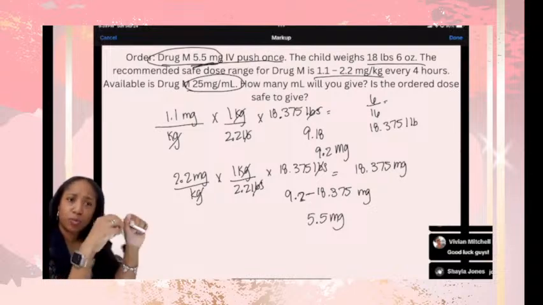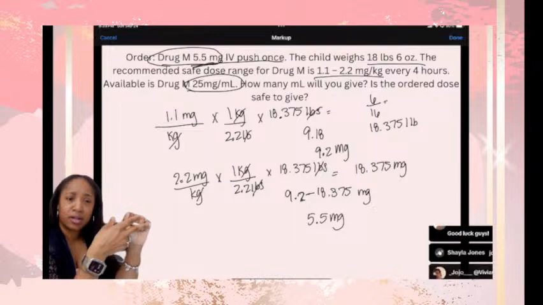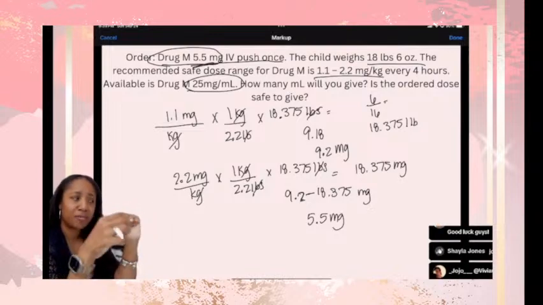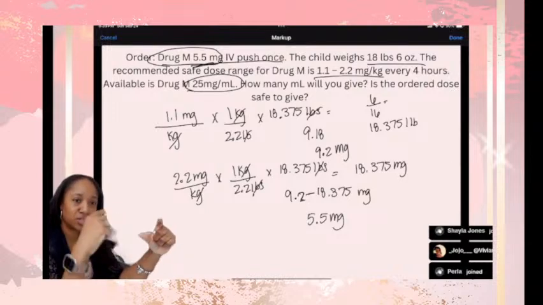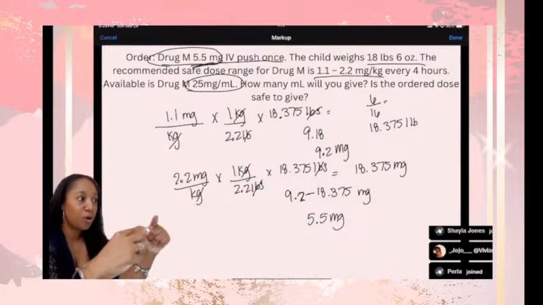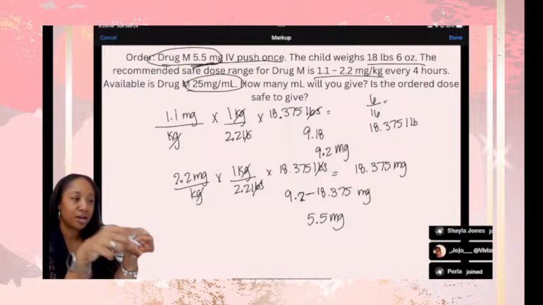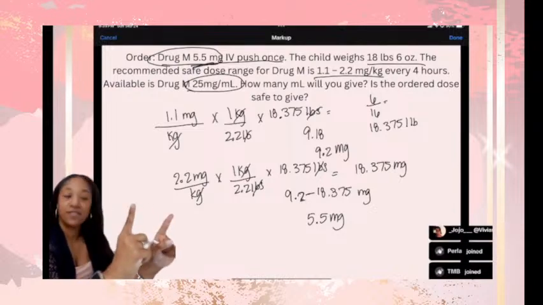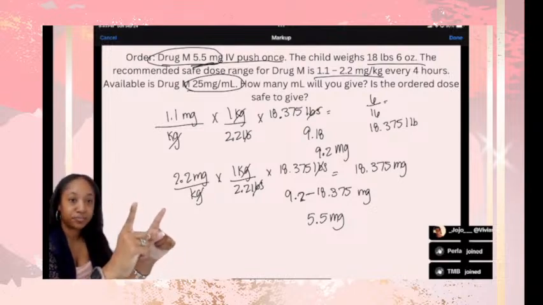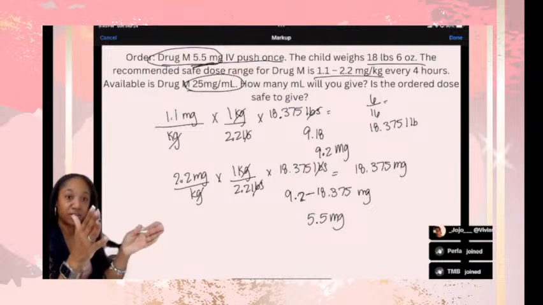You use your weight and what's ordered and the safe dose range to determine your limits, okay? And then once you have your limits, which is the lower limit and the upper limit, you go back to what is ordered by your doctor and see if it falls between those two numbers. If it does not fall between those two numbers, you can't give it. At or in between, okay?